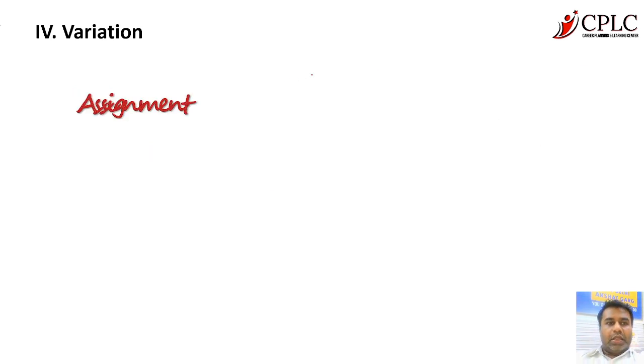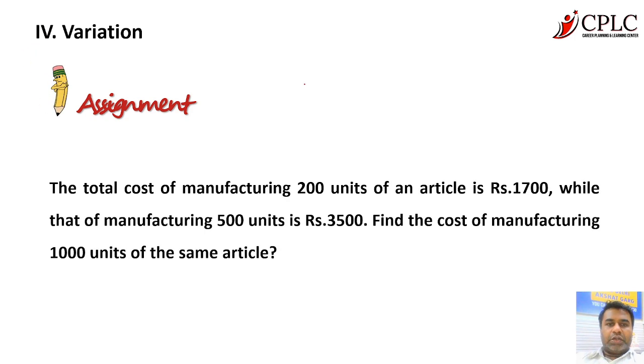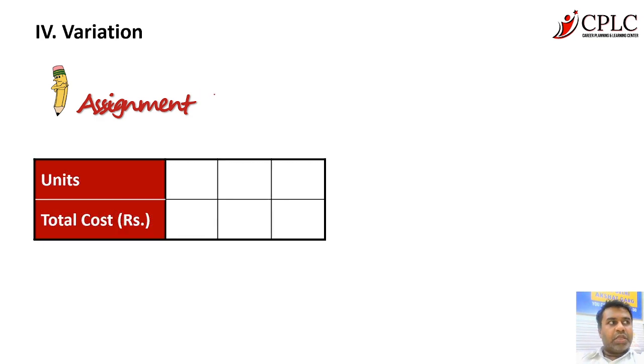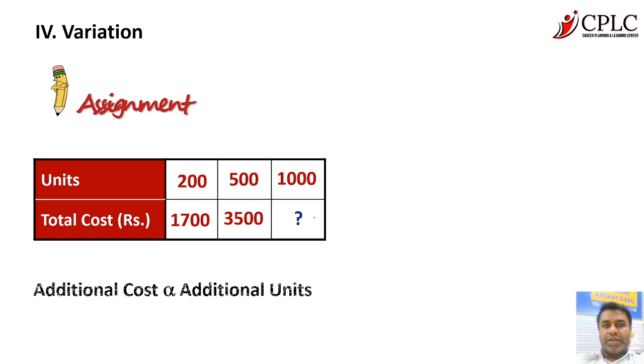Okay. Let us take an example. The total cost of manufacturing 200 units is rupees 1700, while 500 units is 3500. Then what will be the cost of 1000 units? Again, we will do the analysis with the help of the difference. For 200, the value is 1700. For 500, the value is 3500. But for 1000, what will be the value? So let us look at the difference, because additional cost is directly proportional to additional units.